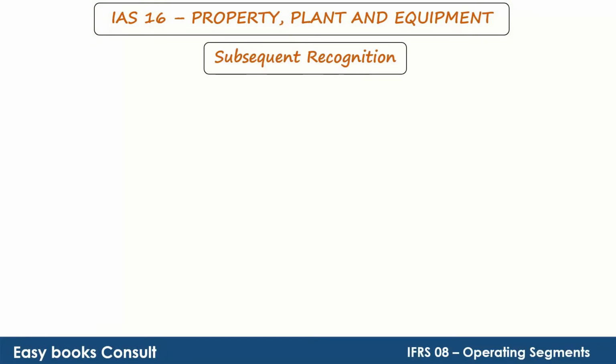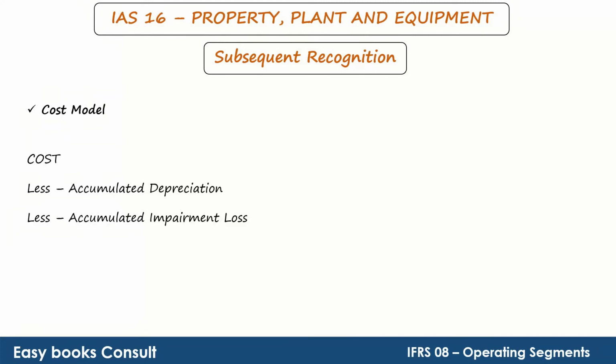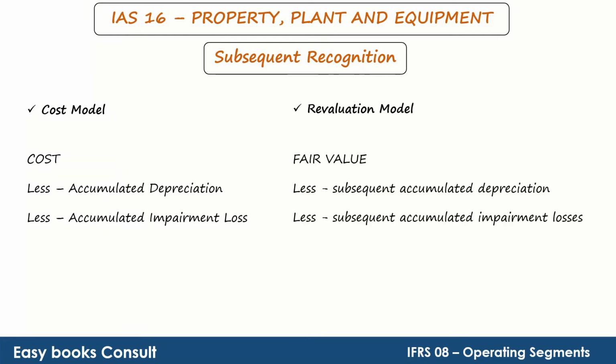Subsequent recognition. There are two models for subsequent recognition of PP&E. Under the cost model, the PP&E is recognized at cost less accumulated depreciation less accumulated impairment losses, whereas under the revaluation model, PP&E is recognized at fair value less subsequent accumulated depreciation less subsequent accumulated impairment losses.